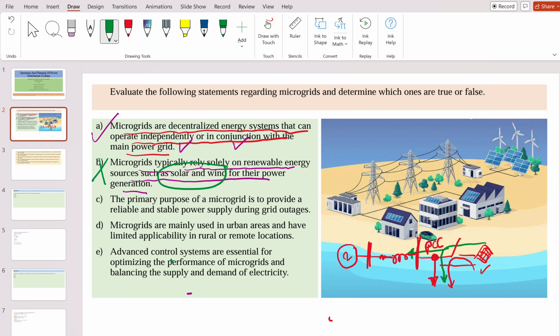You have the other generating sources as well. Biomass is there, and hydro is there, pumped storage is there. So there are different kinds of RE-based sources which can also be considered in the microgrid.